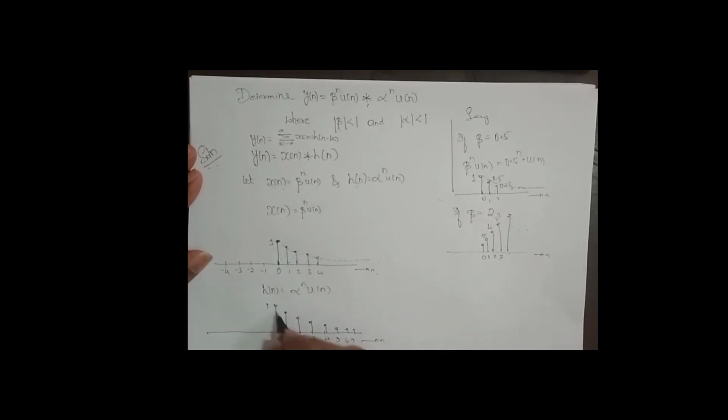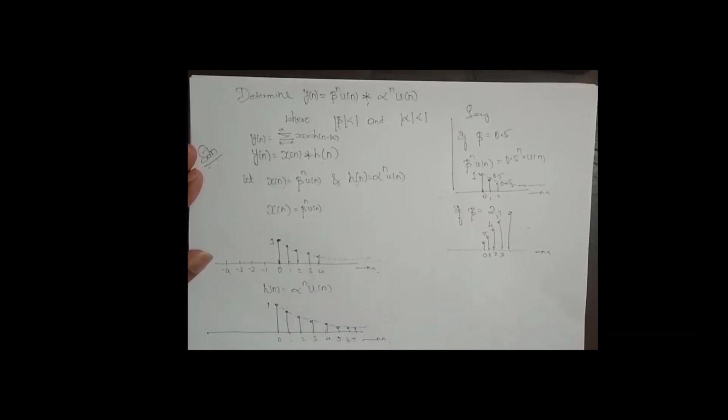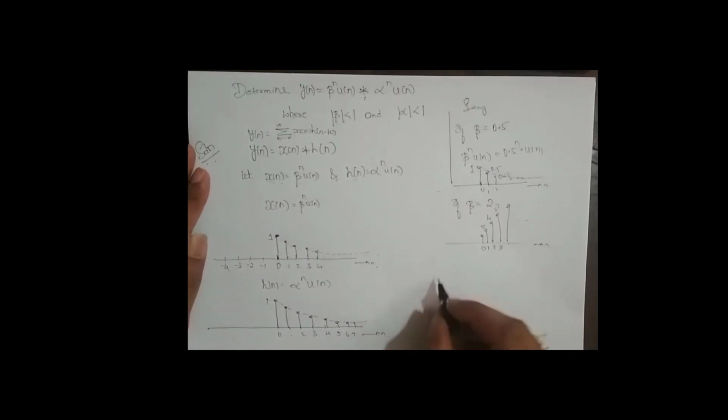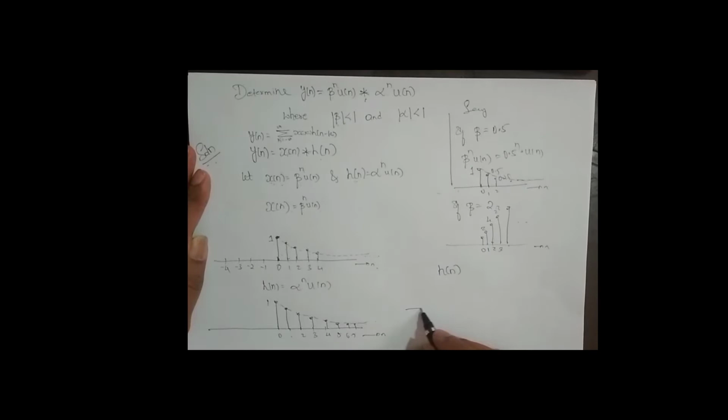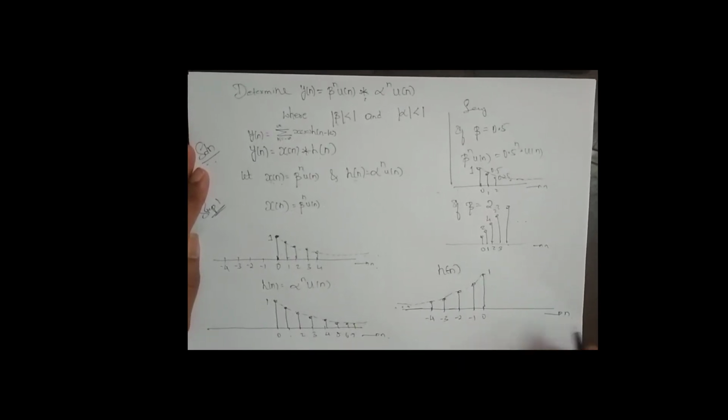So it is like this. Fine. Now, what I need is h of minus n, as per the equation. This is step 1 of the solution. If this is h of n, what is h of minus n? It is nothing but the mirror image, right? So 0, minus 1, minus 2, minus 3, minus 4, dot dot dot, and it is 1. So it decreases in the negative side. This is 1. This is 0. This is h of minus n.